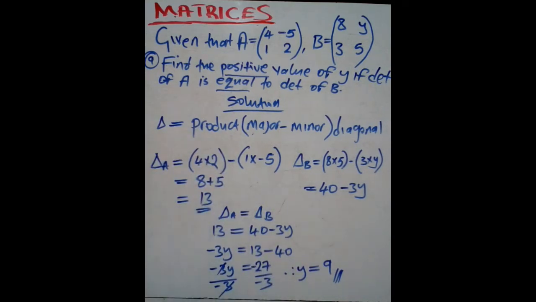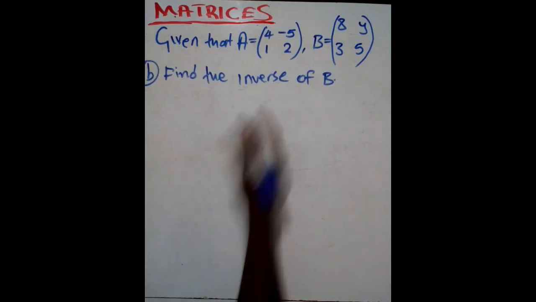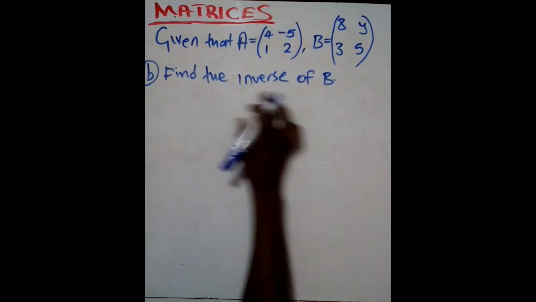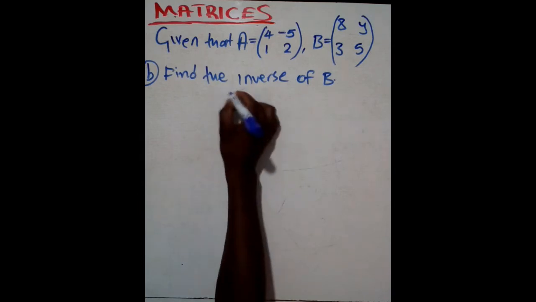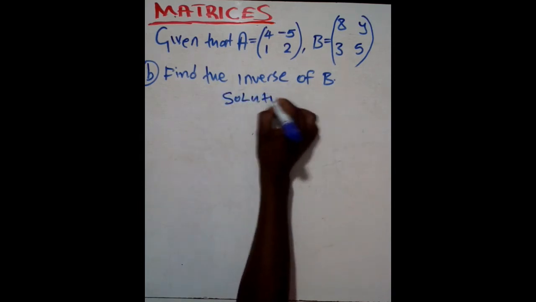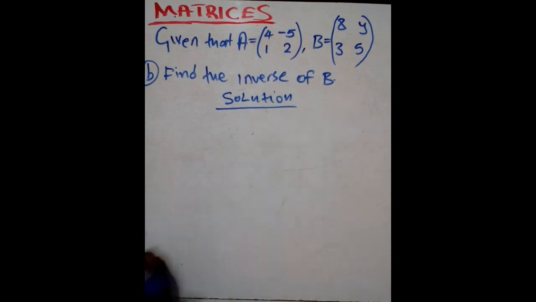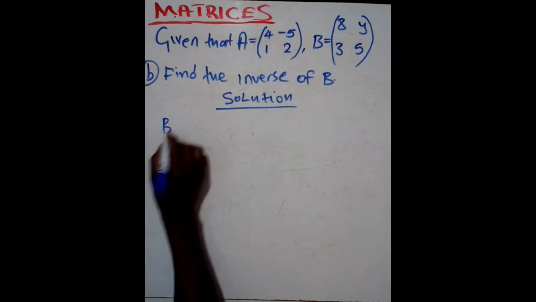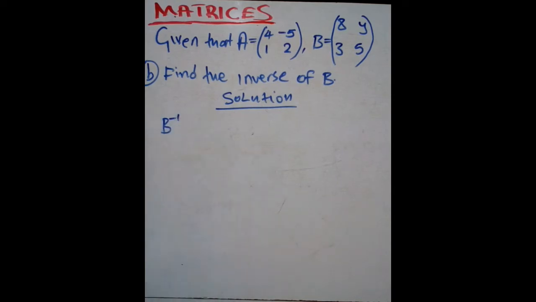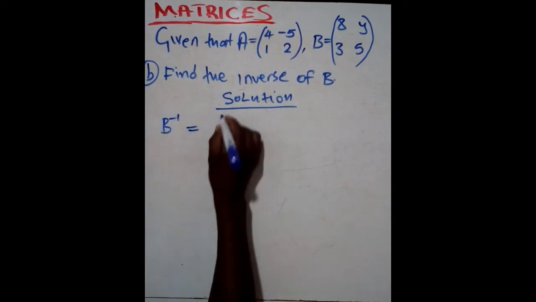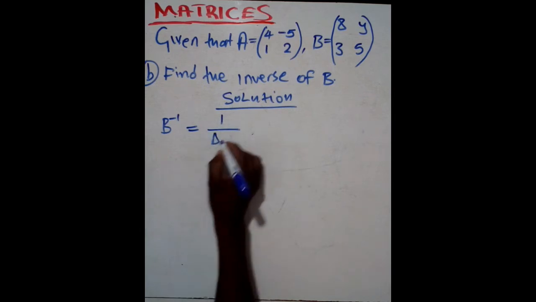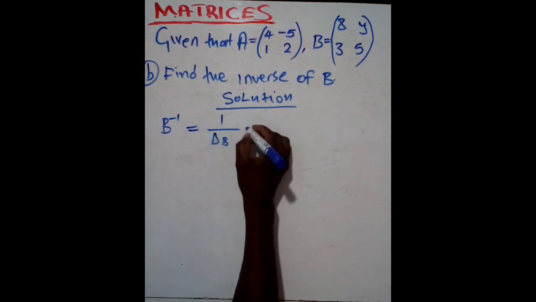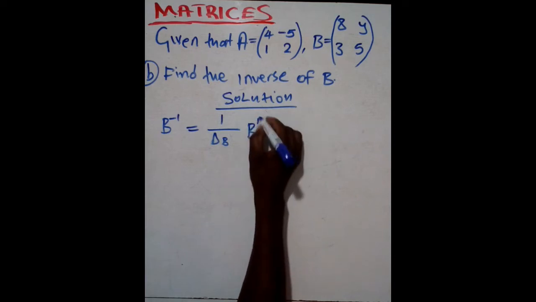Let's go to part B, where we have to find the inverse of one of these matrices. Part B of the question says find the inverse of matrix B. Solution. The inverse of a matrix, like in this case matrix B, can be denoted as B to the power of negative 1. And the formula is 1 over the determinant of B, times the adjoint of B.